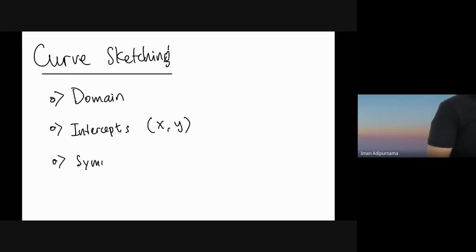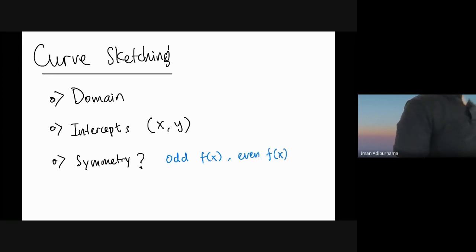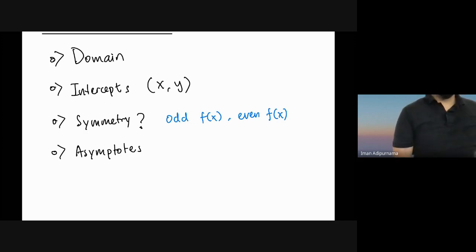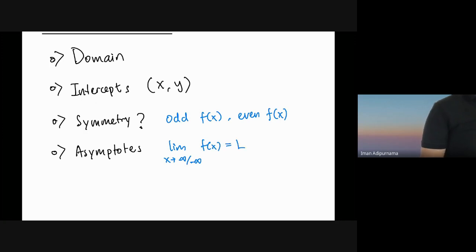And then see if the function is symmetric or not. How do we know the symmetry of functions? We know that from odd or even functions. If you have an odd function, you have symmetry, and if you have an even function, you also have symmetry. And then you can also think about the asymptote, whether it has an asymptote or not. To find the asymptote, you can use limits. If x approaches positive infinity and the limit has some value L, then y equals L will be our horizontal asymptote.